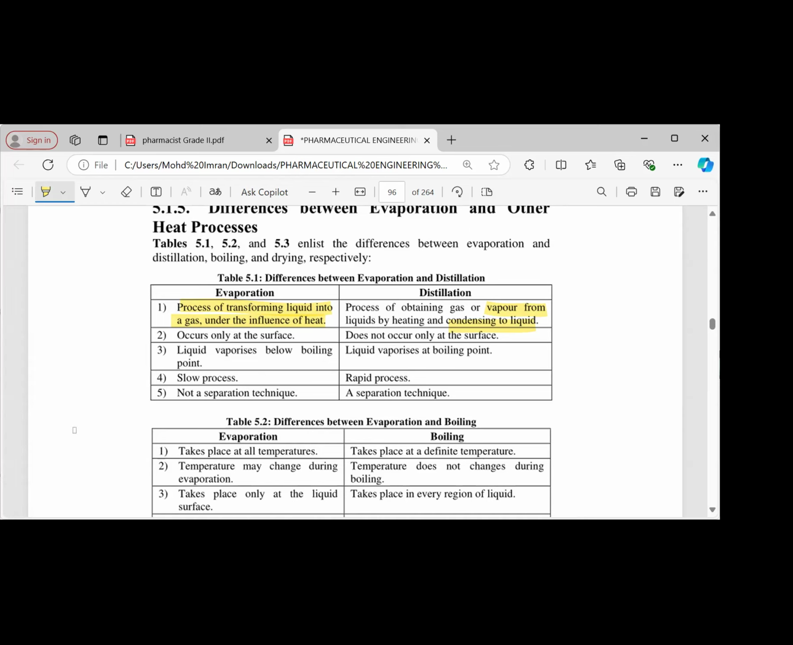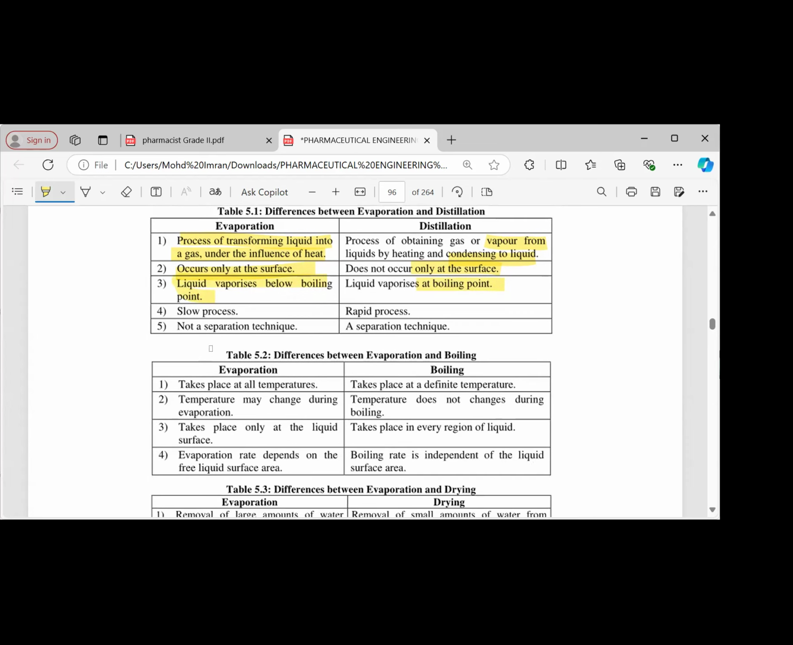And the second difference: in evaporation, it occurs only at the surface. Whereas distillation does not occur only at the surface, the entire bulk flow is involved. Next, in evaporation, the liquid vaporizes below the boiling point. No need to reach the boiling point. But in distillation, it should reach the boiling point. The boiling point is compulsory.